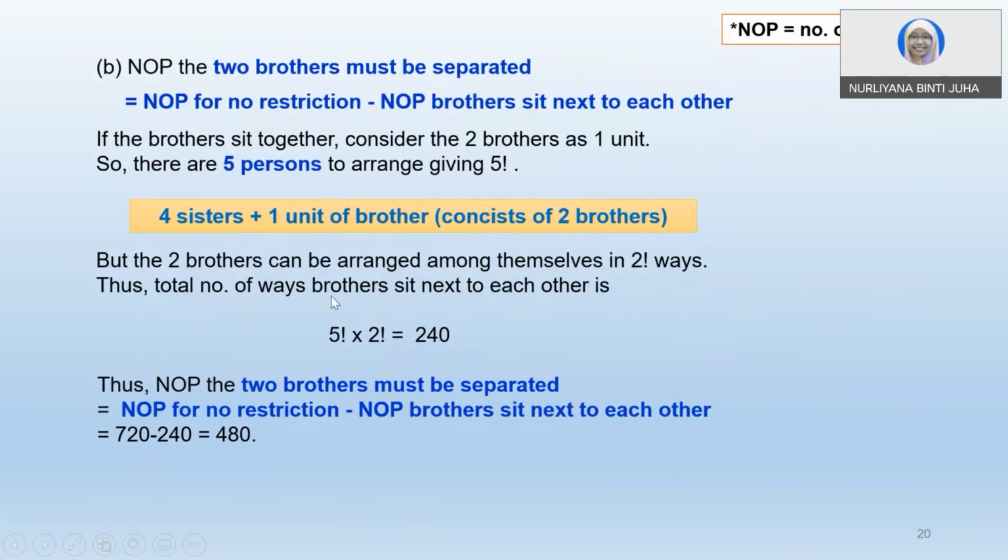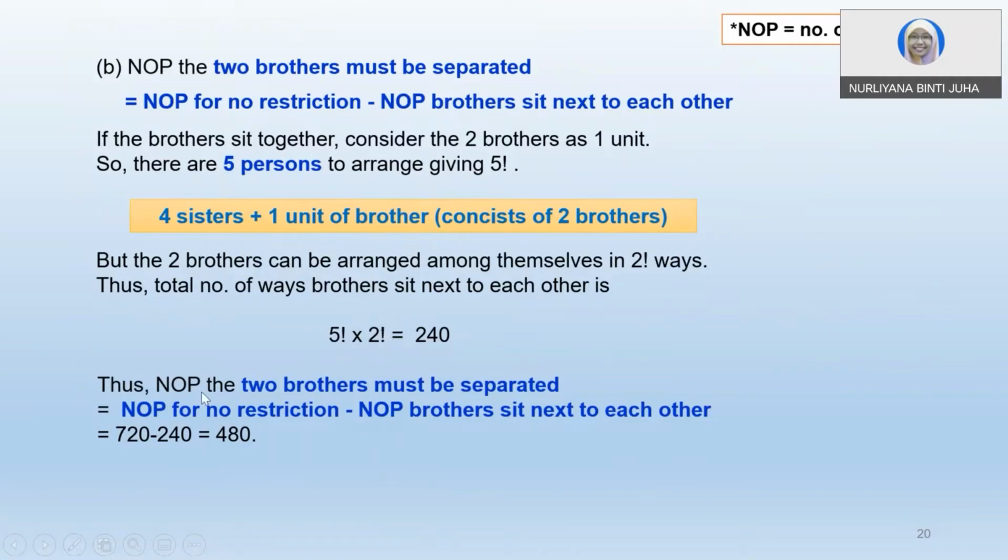Thus, total number of ways brothers sit next to each other is 5 factorial multiplied by 2 factorial. So you get 240. Okay. Ini yang sit next to each other, duduk bersebelah. 5 factorial mewakili yang ini tadi, 4 sisters plus 1 unit of brother. Tapi jangan lupa 1 unit of brother ni ada 2 orang kan? So dia boleh duduk berubah-ubah di antara dua tu. So we have another 2 factorial over here. That's why you need to multiply both.